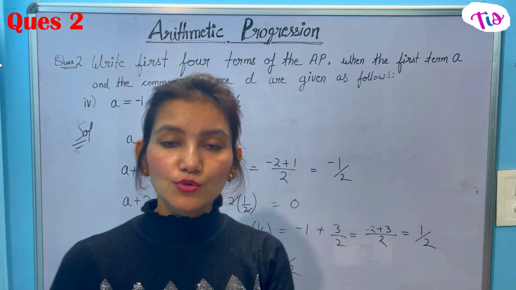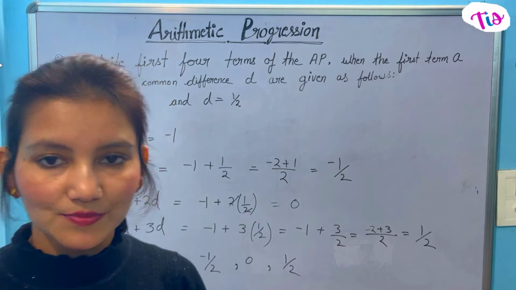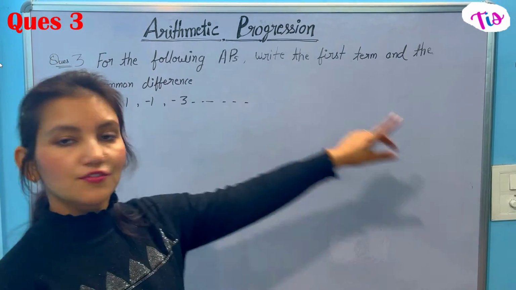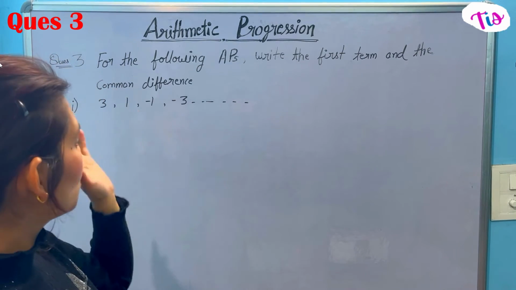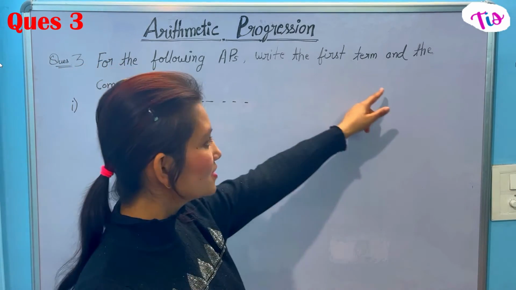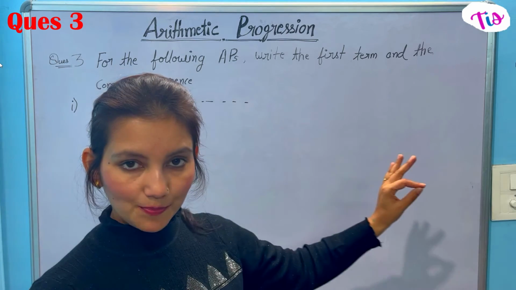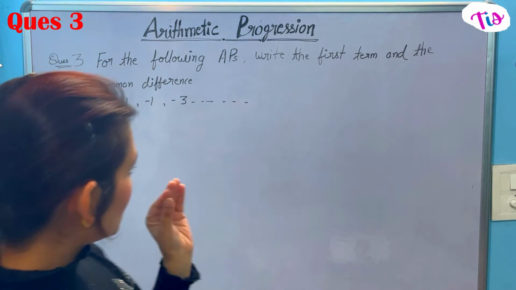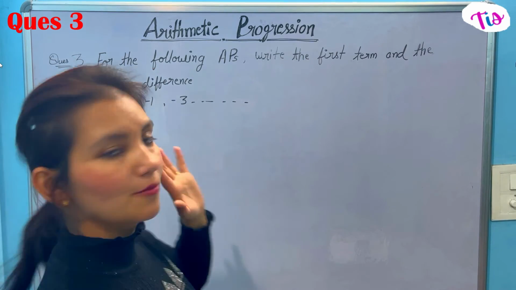Okay. Now let's move to the next question. So this is question number 2. Let's move to question number 3 now. So now there is question number 3 for you. The question statement says, for the following APs, write the first term and the common difference. So you are given an AP and you need to find out the first term and the common difference of these APs, right?